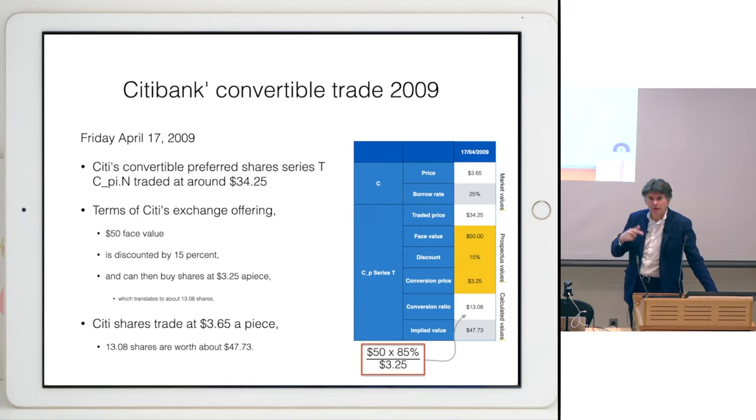But it goes to show, I hope you understand now not only how trading works, but how trading is part of the entire financial market, right? For example, convertible arbitrage in Asia. How would you do convertible arbitrage in Asia? Can you short stocks in Asia?